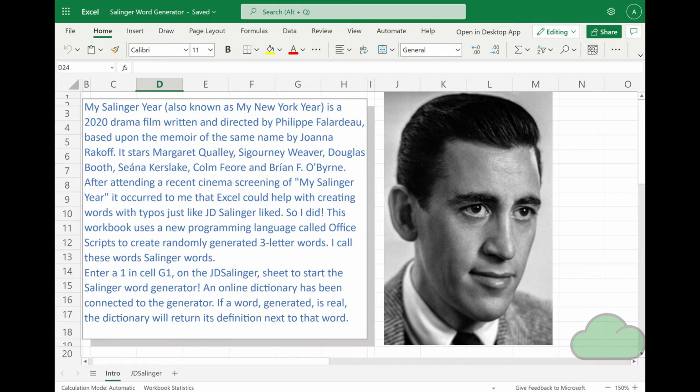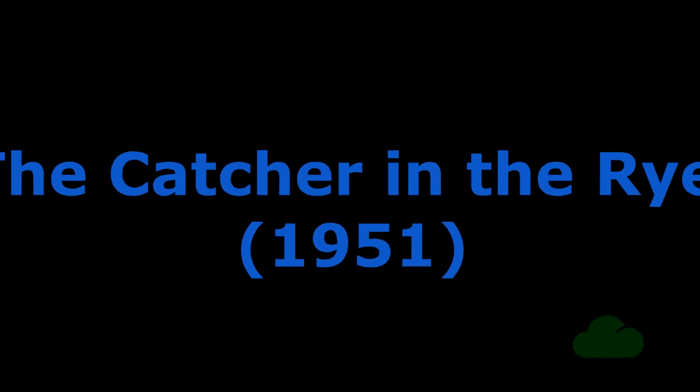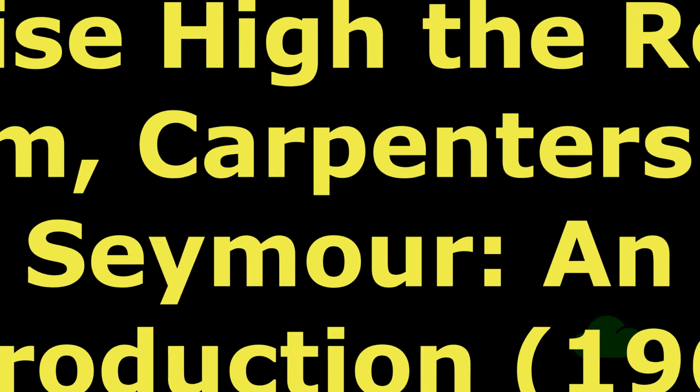JD Salinger is famous for writing the following literary works: The Catcher in the Rye, 9 Stories, Franny and Zooey, Raise High the Roof Beam, Carpenters and Seymour, An Introduction, and Odds and Ends.